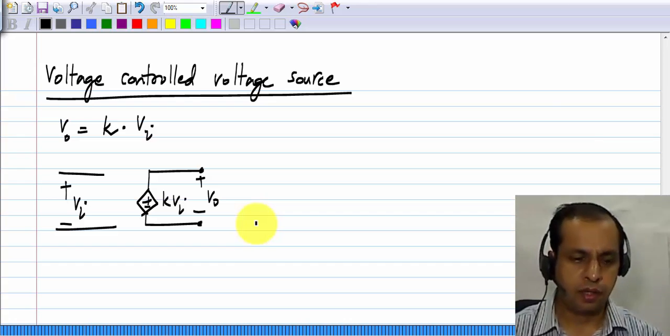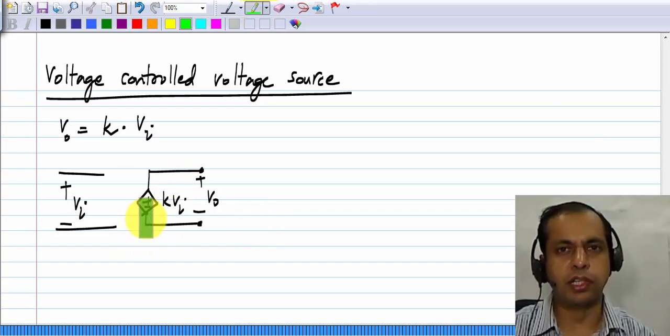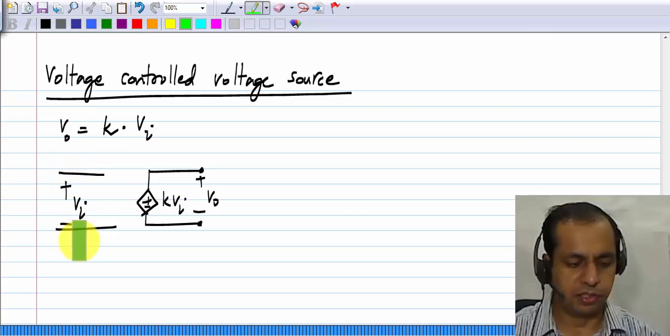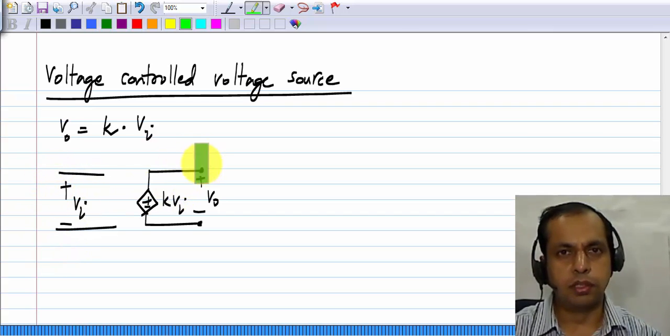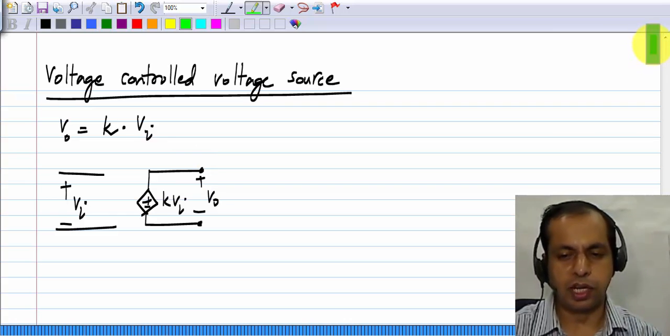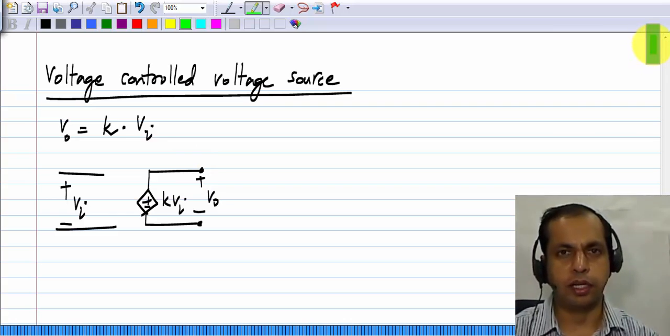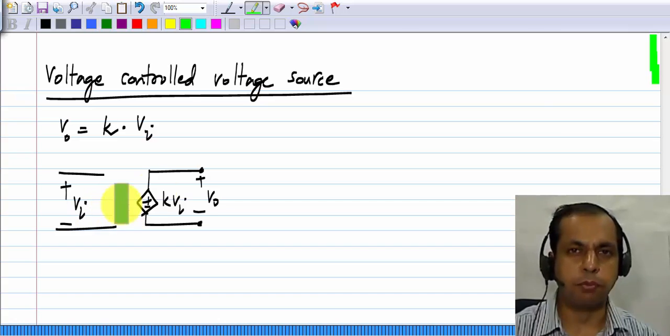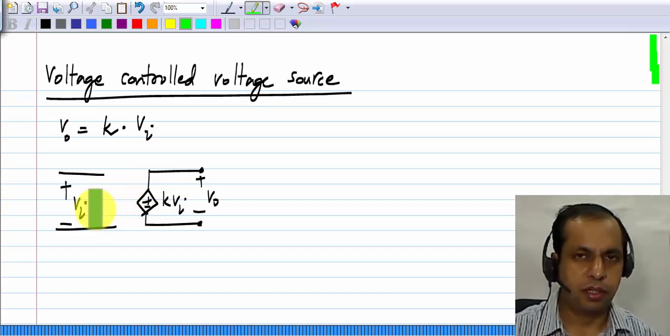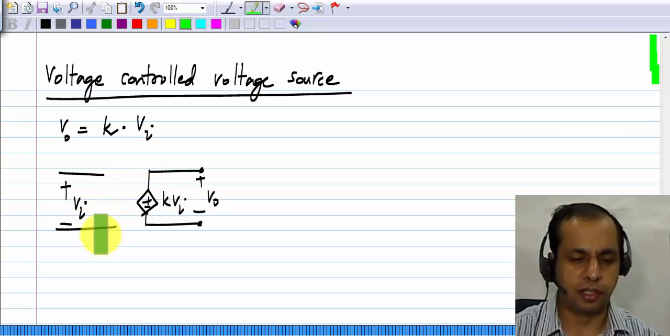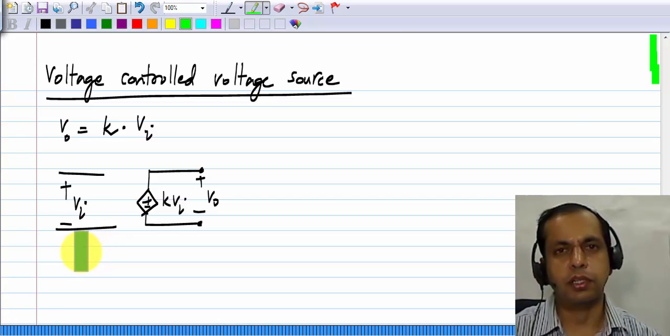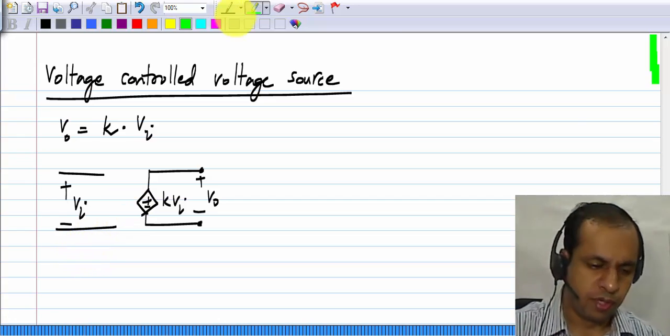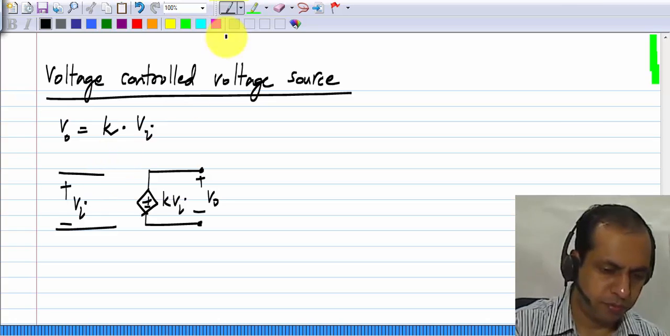Now you may think that any linear circuit is like this, right? If you apply some input somewhere, then you will get an output which is some number times the input. That's the characteristic of a linear circuit. Any linear circuit will give you some K times the input. But there are other characteristics that are important for a voltage controlled voltage source.